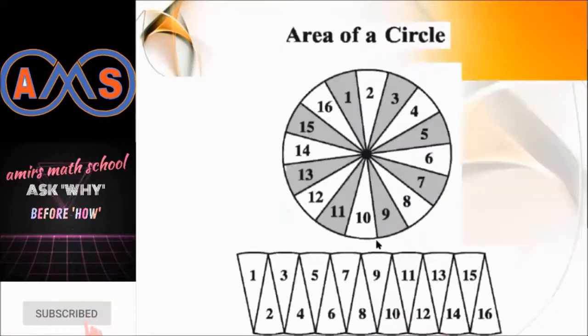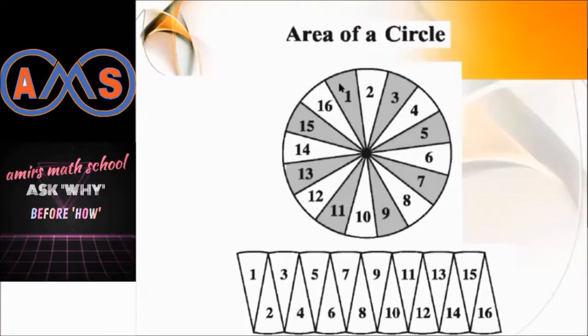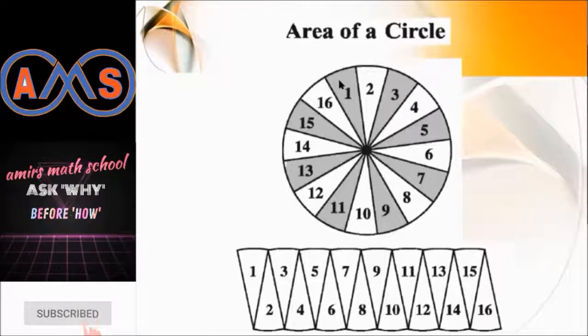That is the area of a circle. How can we find the area of the circle? The area of the circle is pi into r square, that is pi into the square of the radius, pi into radius times radius. Here you see a circle. We cut this circle into 16 equal pieces.